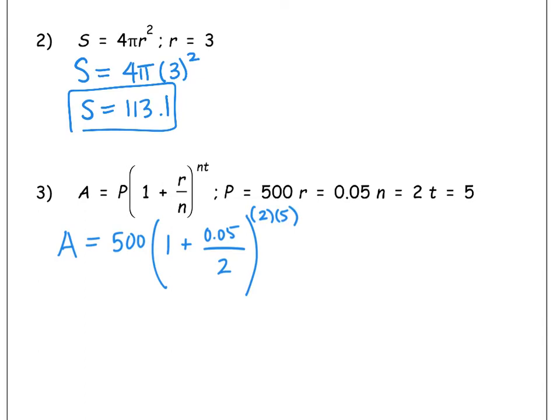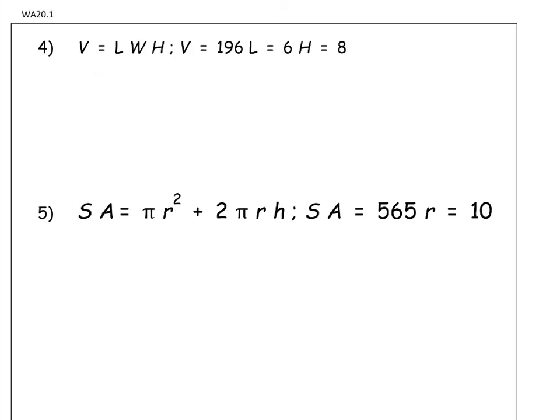Okay, so again, you may be able to just substitute this directly into your calculator, depending on the calculator you have. If not, you're going to need to do inside of the brackets first, so 0.05 divided by 2, add it to 1, get an answer there to the power of 10, and then multiply by 500. So you go ahead and put that into your calculator, but you should end up getting an A value of 640.04.